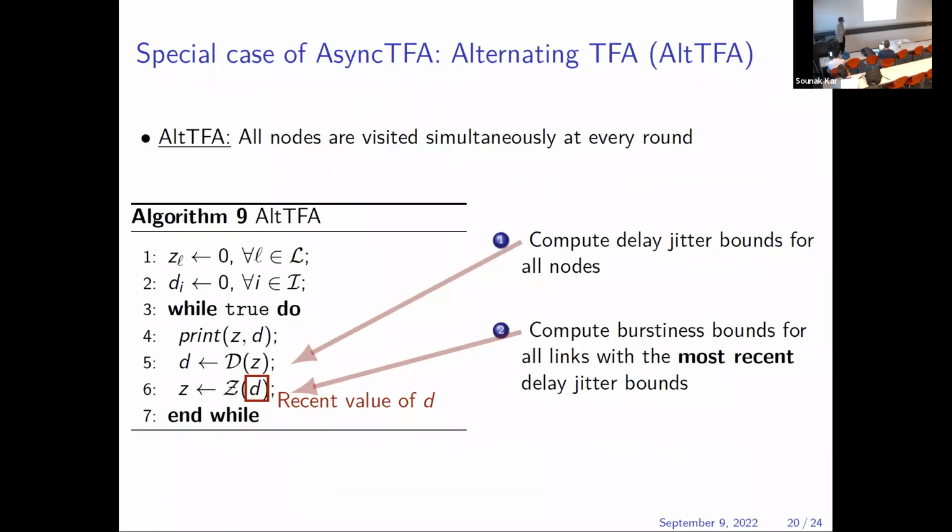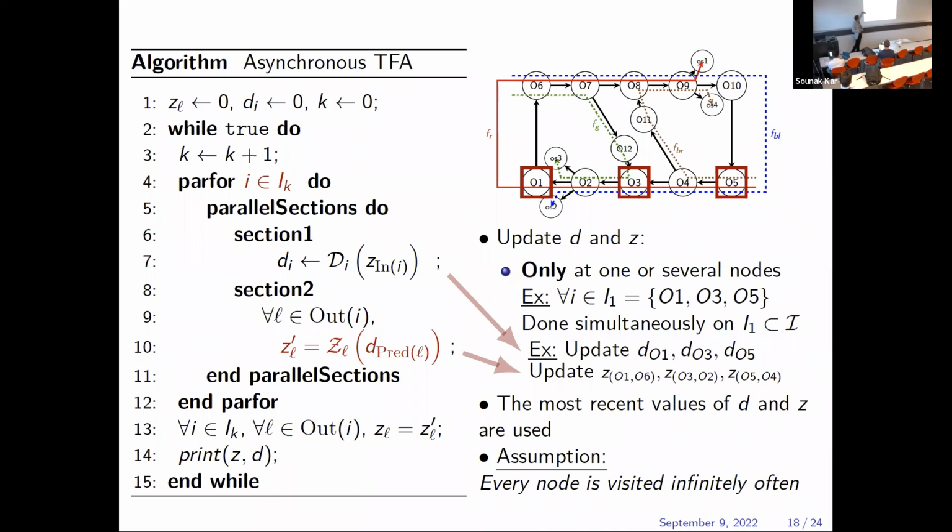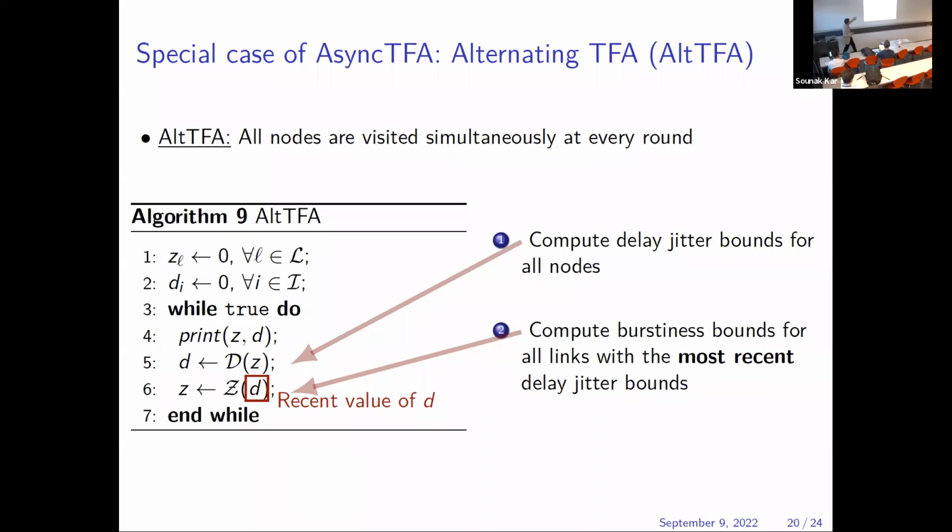And now I will focus on a special case, which is alternative TFA, AltTFA. In that case, all nodes are visited simultaneously at every step. Each parallel section, section 1 and section 2 in the previous algorithm, is done sequentially, but inside each section it is done in parallel. And we obtain this algorithm, which uses the most recent value of the delay jitter bound to update the Z value.